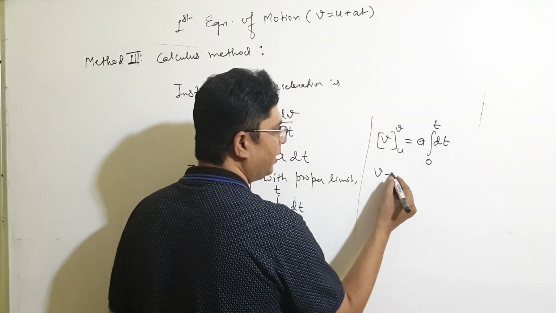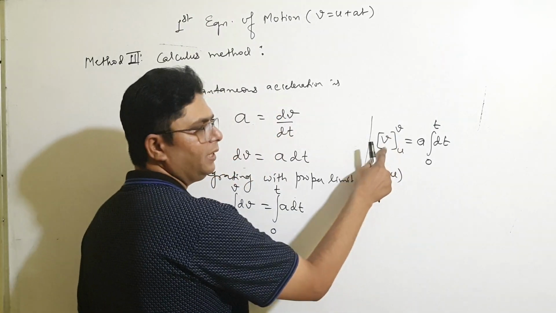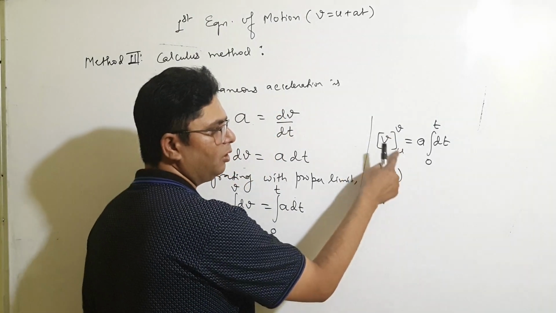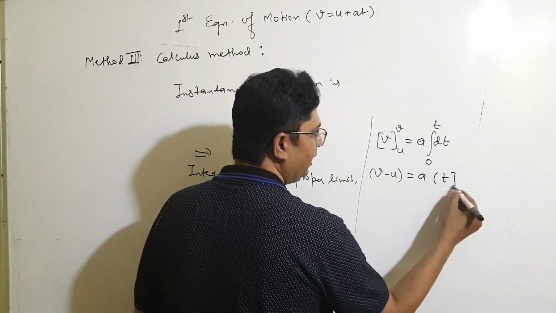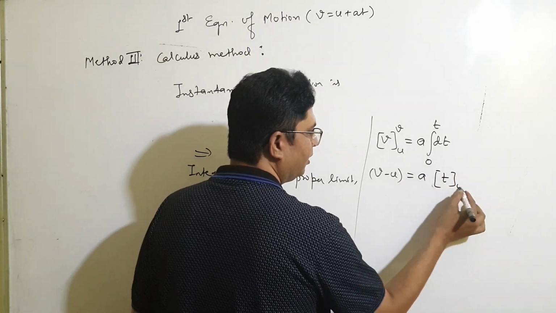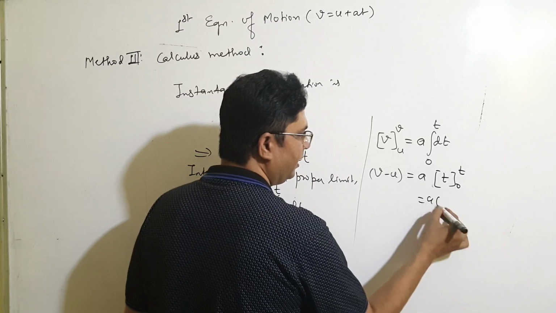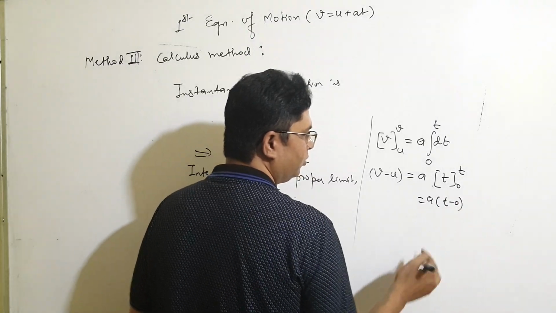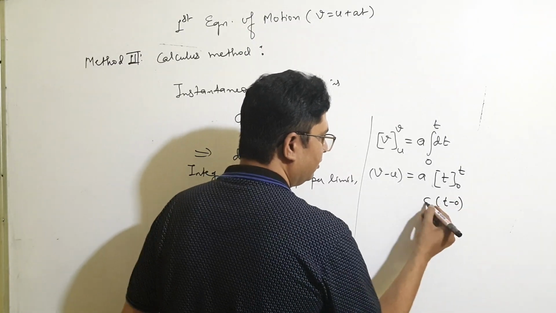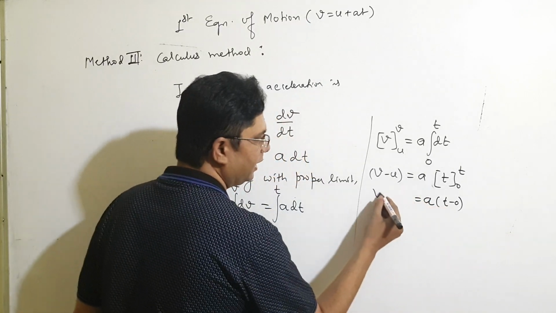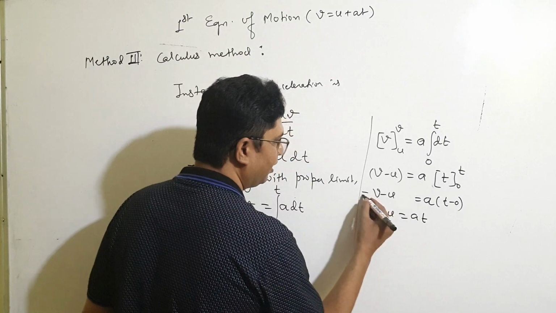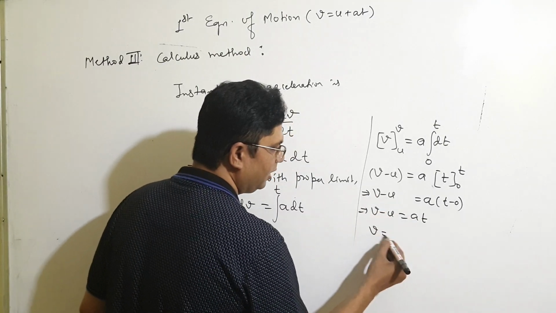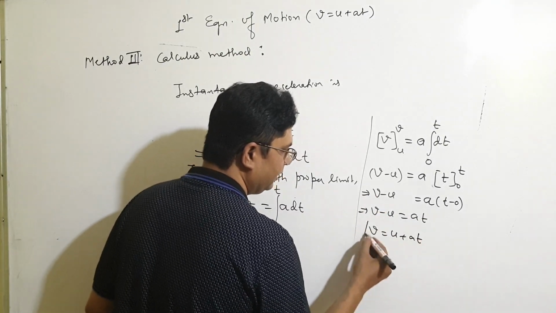Now here v minus u, put the upper limit here, give a minus sign, then put the lower limit here, is equal to a times t, square bracket 0 to t, so you have a t minus 0. On the LHS, v minus u, so v minus u equals at, again you have the same thing, so v equals u plus at.